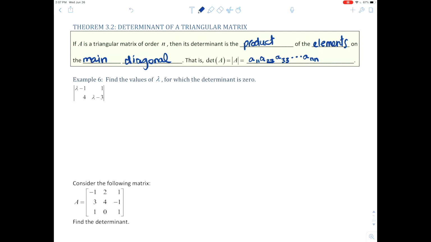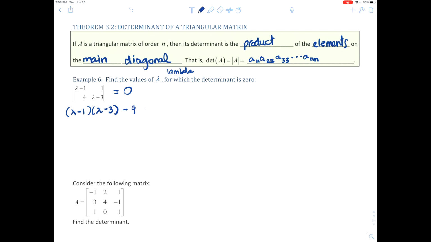All right, so for example 6, we want to find the values of lambda, the Greek letter, for which the determinant is 0. And I'll tell you a secret. This is actually how you find the eigenvalues of a matrix, okay? So here we go. We want to find the values of lambda where the determinant is 0, correct? So I'm going to go ahead and equate this to 0.